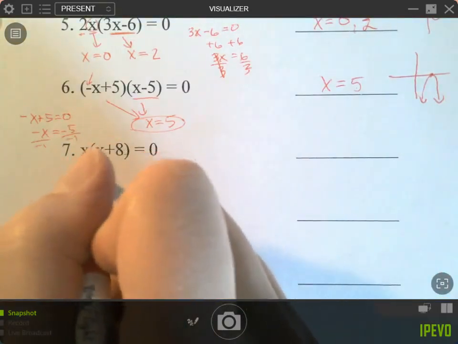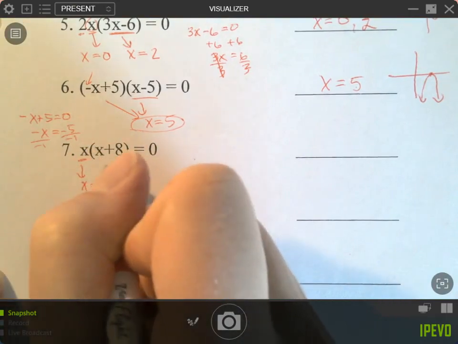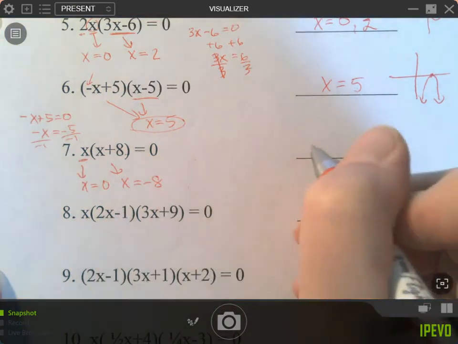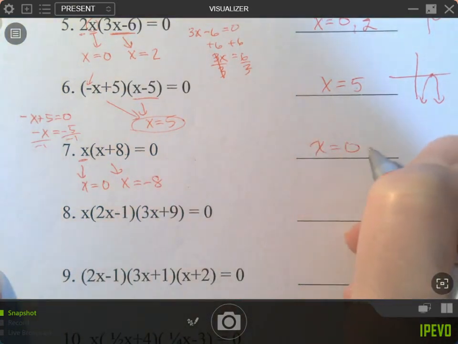Okay, x would be 0, or x would be what? -8. That's it. That's all you're doing. So honestly, factoring's the hard part.